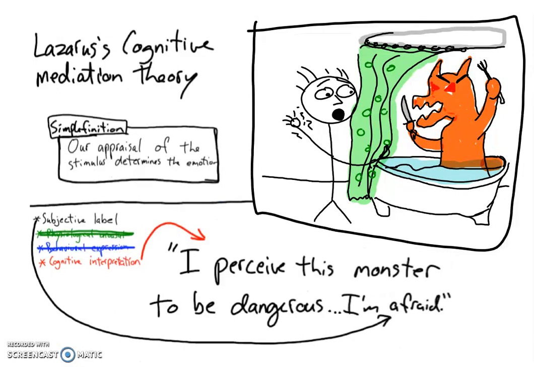And then the last one, Richard Lazarus's cognitive mediation theory, is basically that our appraisal of the stimulus determines the emotion, and it may even cause further physiological bodily reactions. So this guy perceives the monster to be dangerous. It's just the cognitive interpretation, and then the fear follows from there.